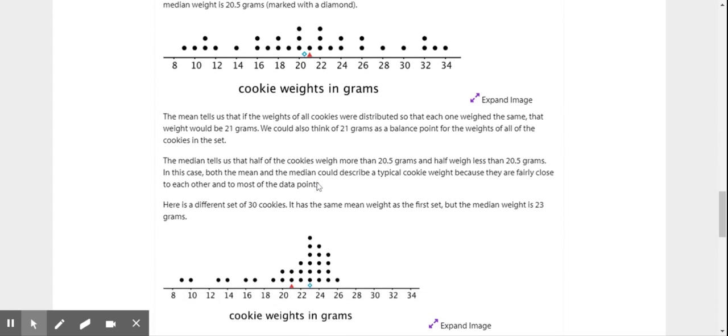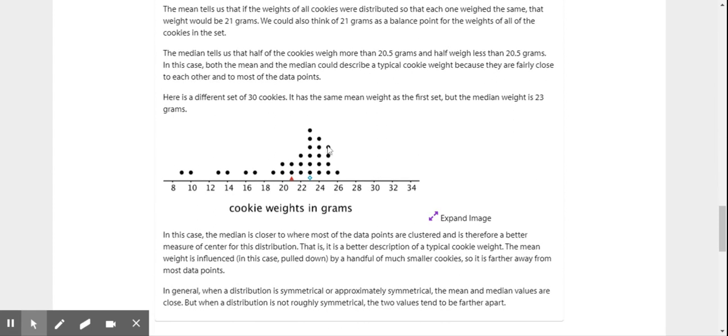When we get to things that look like this, we have not as much symmetry. We have more of a cluster here. And when we have a cluster of data, that can change the mean and the median so that they're not that close together. In this case, it says that the median is closer to where most of the data points are clustered, because here's the median, and I forget how many cookies it says. I don't know. It says 30 cookies.